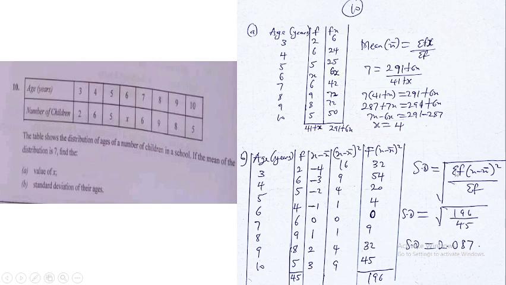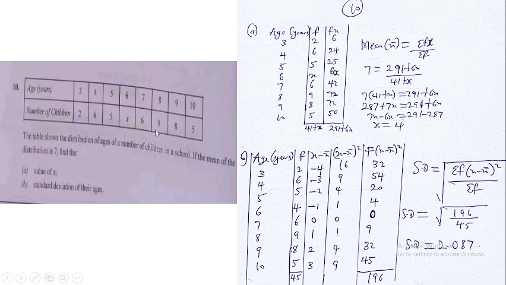Then we have to sum that together. Sum f into x minus x bar squared. That is this column you have here, summing together. And when you sum it together, that will give us 196. Then put that into this formula. I have square root of 196 over summation f, which is 45. And when you simplify that further, that will give us 2.087 if you approximate it to 3 decimal places.